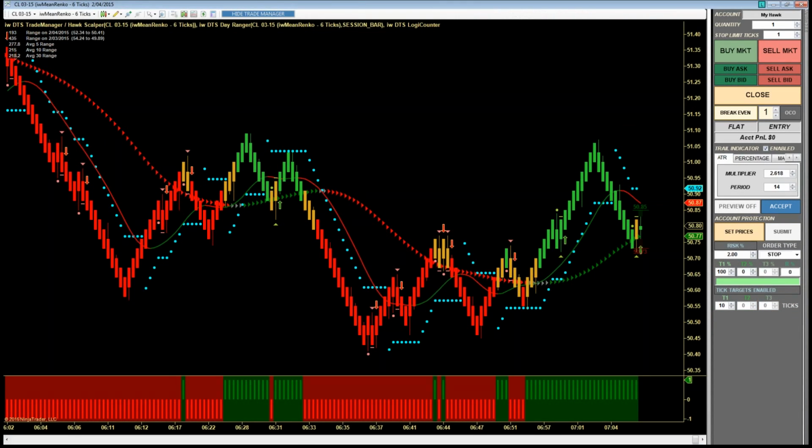So I do some very quick trades. I do a lot of trades during the profit run, but we'll talk about the profit run here in a moment. Okay, so this is crude oil.